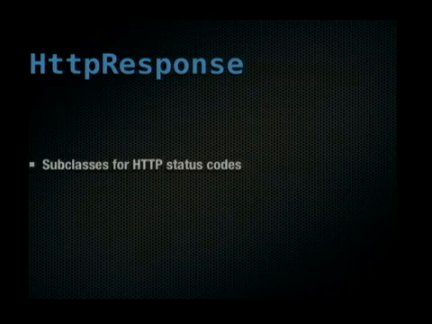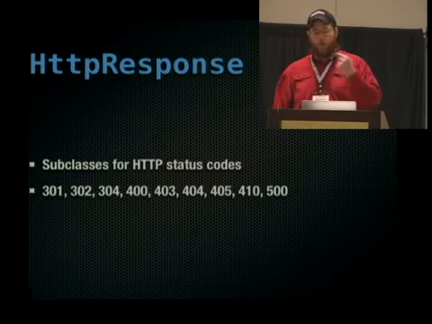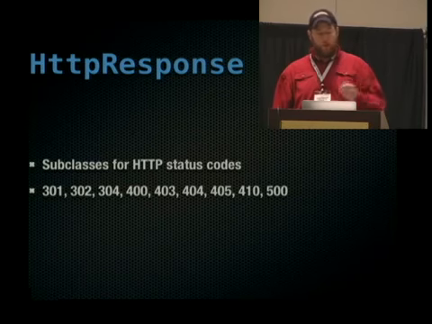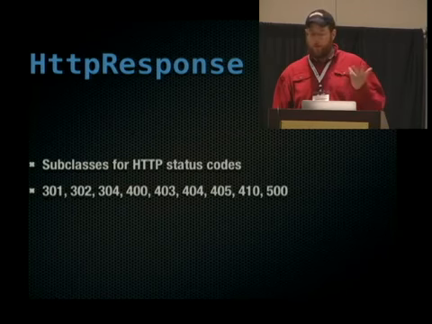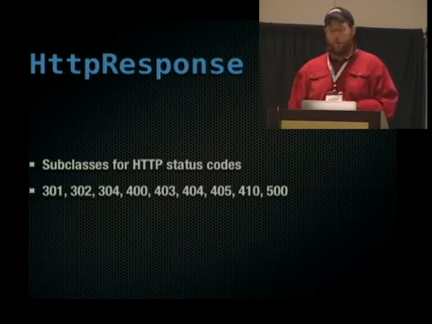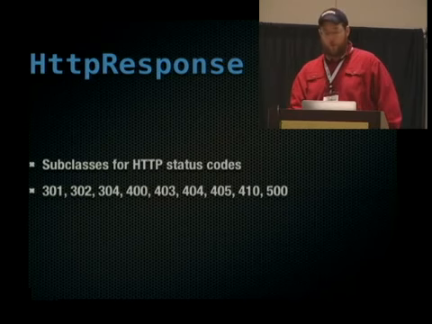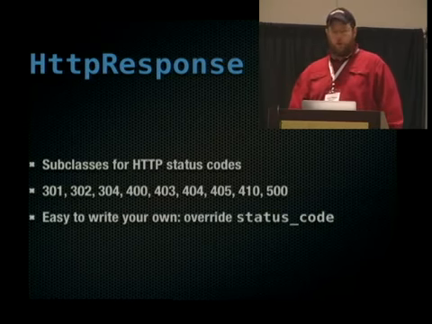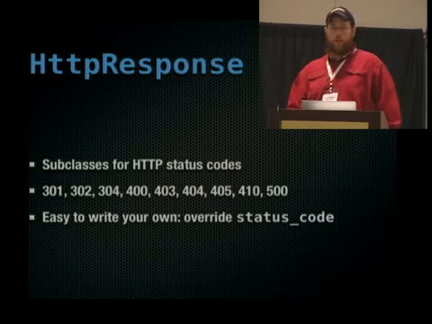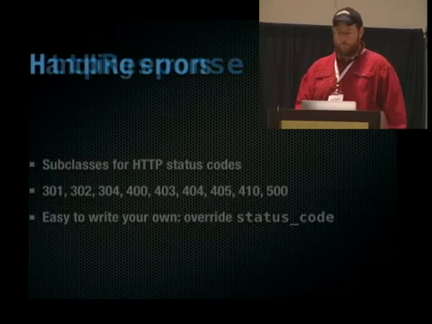HttpResponse itself, however, does have subclasses for different status codes. Basically, we support custom subclasses for all of the following codes: 301, 302, so for redirects, 403, 410 are usually handy, 410 gone, 403 forbidden, 500 internal server error. We have special case classes for all of those. It's easy to write your own as well. Just subclass HttpResponse and change the attribute status_code to what you want it to be.